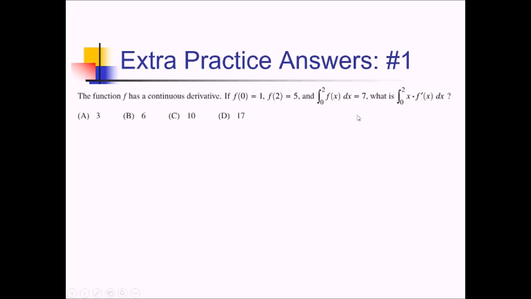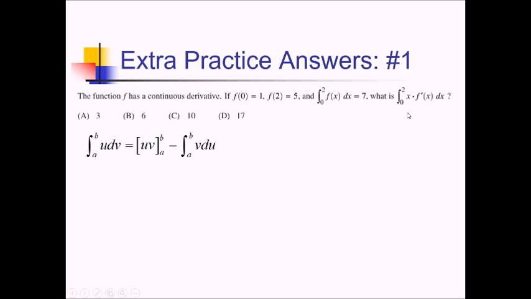So I'm going to write the integral from a to b of u dv is going to equal uv minus the integral of v du. So this setup here. And let me see here now. I need to pick out my u and my dv to get started on this. So I have a choice between x and f prime of x for u.